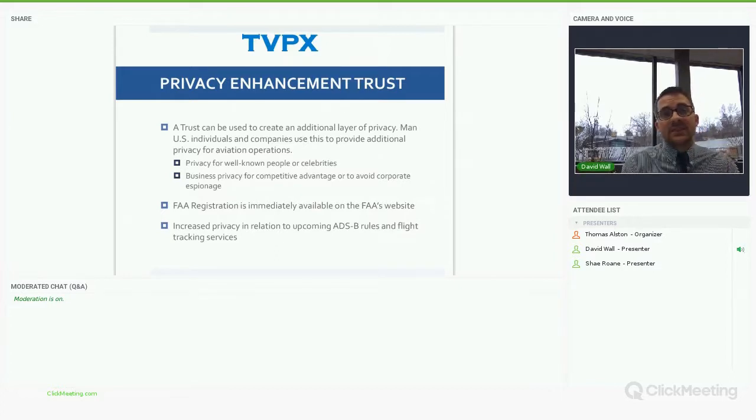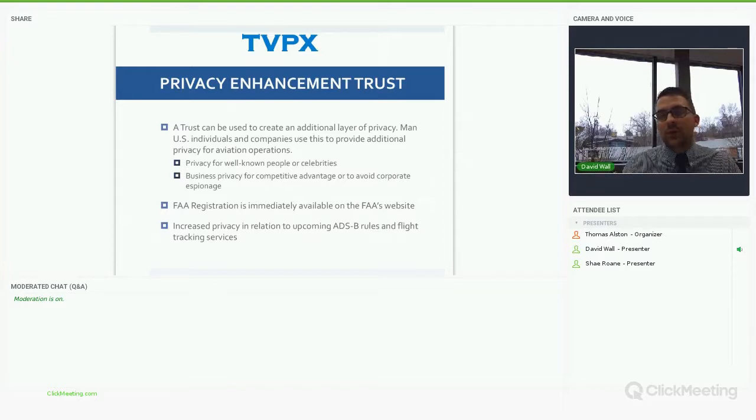The final reason here is privacy enhancement. So going back to the question that we had a little bit ago about trust being filed with the FAA. As many people are aware, I'm sure, any tail number is easily accessible on the FAA's website to see who the owner is, their address. And in addition, you can then go to various flight tracking sites and perhaps even see where that aircraft is flown. The trust does allow an additional layer of privacy.